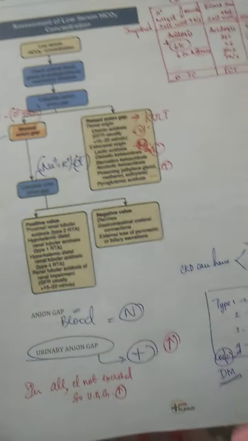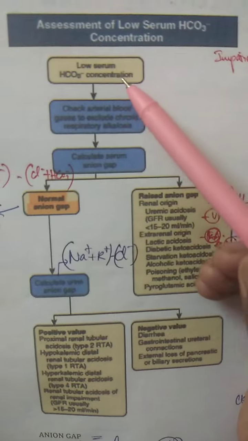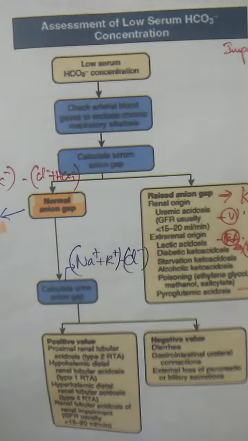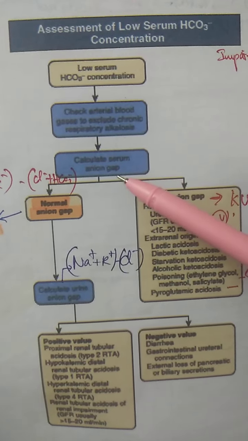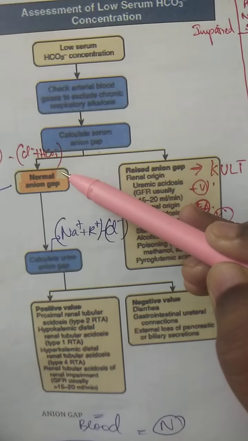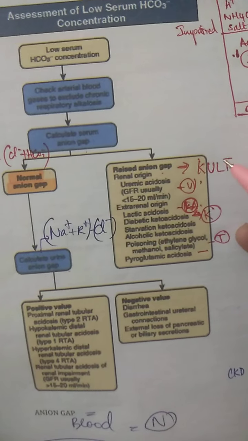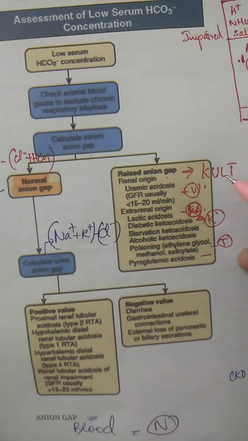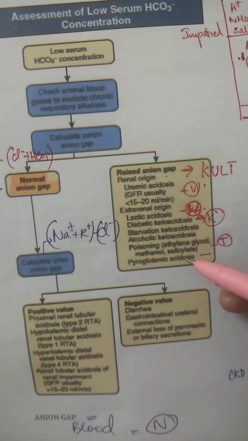Now, how do you suspect a patient with renal tubular acidosis? First, they'll have a low bicarb concentration when you do an ABG. You do the ABG and then you check the anion gap. The anion gap is normal. If it's raised, you have a lot of examples like DKA, uremic disease, lactic acidosis, and also toxins like methylene glycol and salicylate poisoning, all these things.